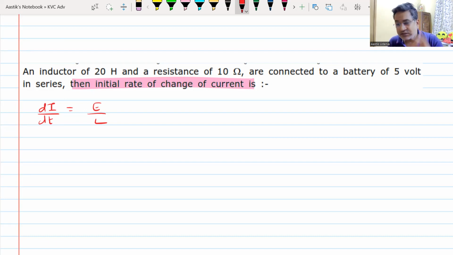EM waves, one question is definitely going to come. AC, one question is definitely going to come. And we are going to cover those 2 chapters in the 2 classes that are coming from tomorrow. So I hope that all of you are there in those classes. 2 questions straight away you are going to get. 1 question you are going to get from EMI, maybe 2 as well.